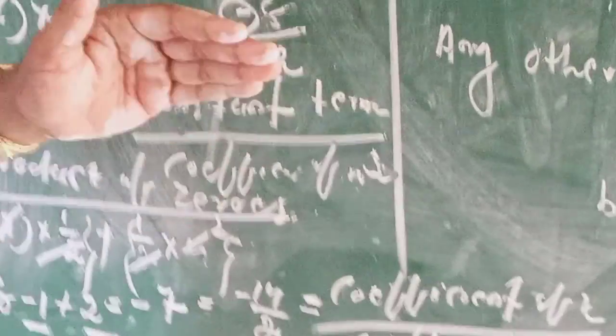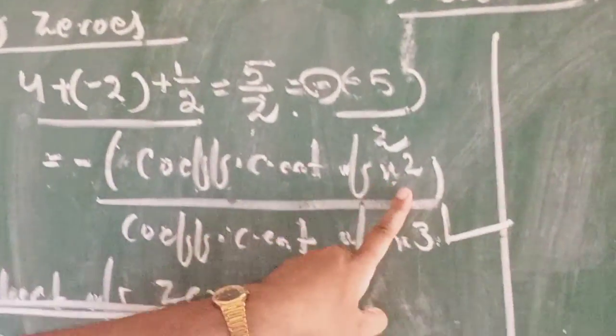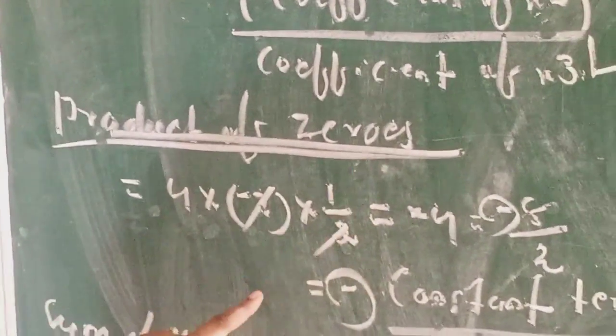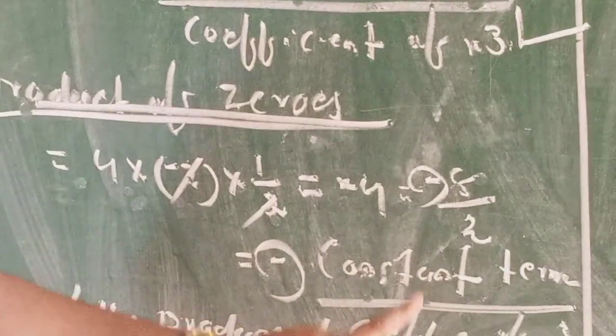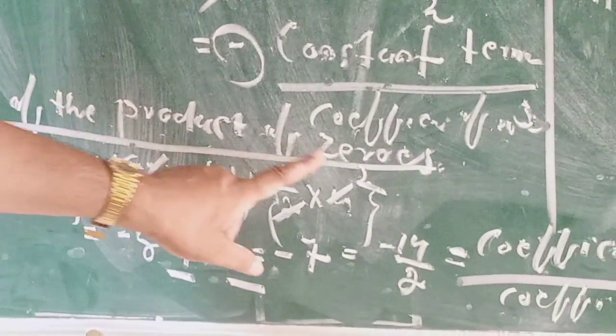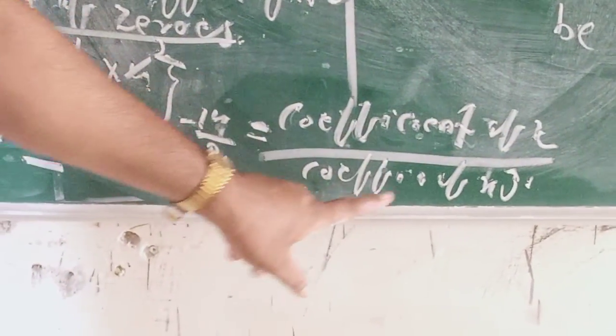Okay, understood? So in a cubic polynomial, the sum of the zeros is equal to minus coefficient of x square by coefficient of x cube. The product of zeros is equal to minus constant term divided by coefficient of x cube. The sum of the product of zeros is equal to coefficient of x by coefficient of x cube.